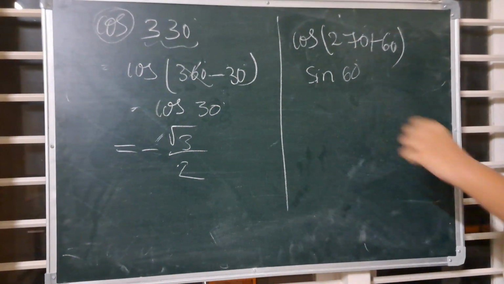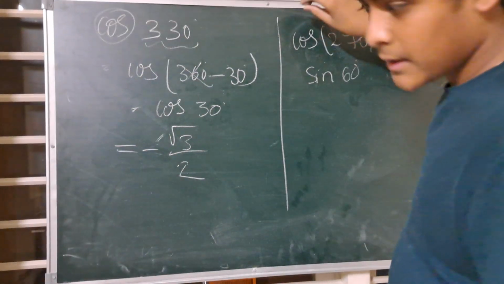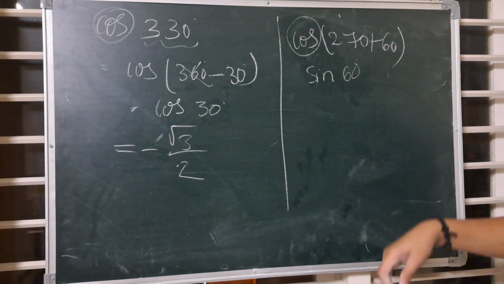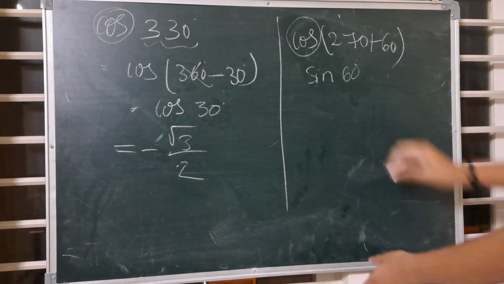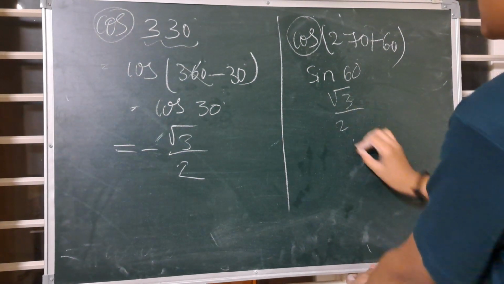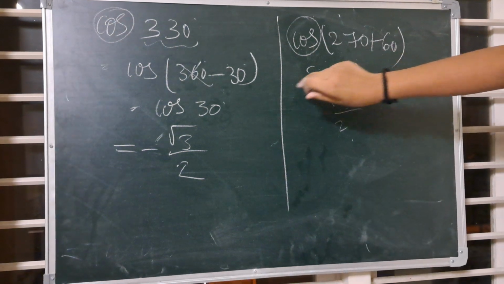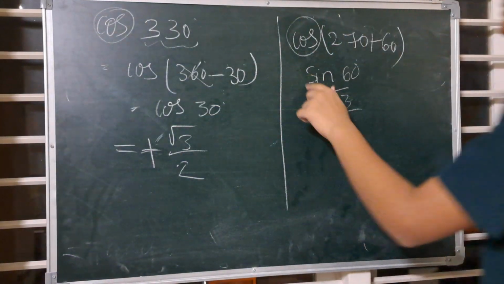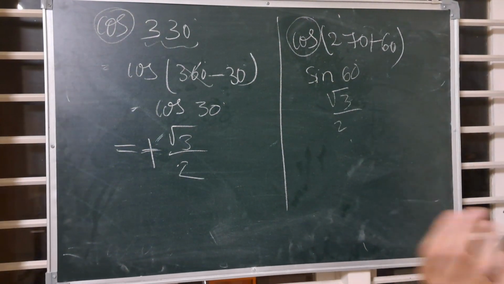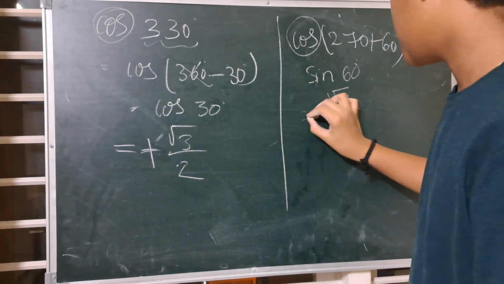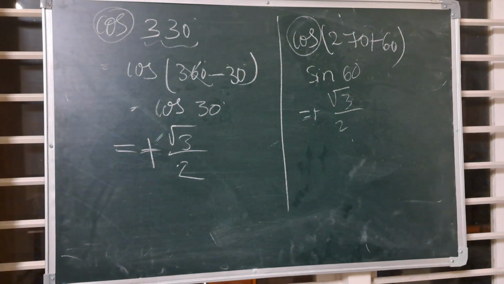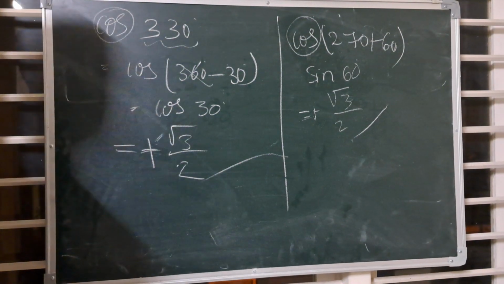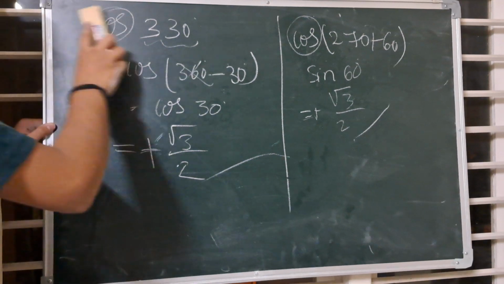And now we'll apply the ASTC rule, that is for cos only, not for sine. So now sine 60, what is the value of sine 60? Root 3 by 2, and cos will be positive, yes, it is positive only. So cos of 270 plus theta means fourth quadrant. In the fourth quadrant cos is positive, so we get the value as positive root 3 by 2. So in both cases we are getting the same answer. So we'll take another two examples to get more clarity.